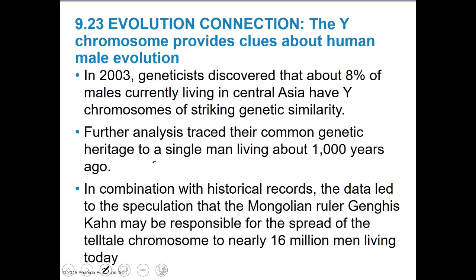So the combination of historical records and data led to the speculation that the Mongolian ruler Genghis Khan may be responsible for the spread of the telltale chromosome nearly 16 million men living today share. There's Genghis Khan. Historically, he was not a very nice dude.